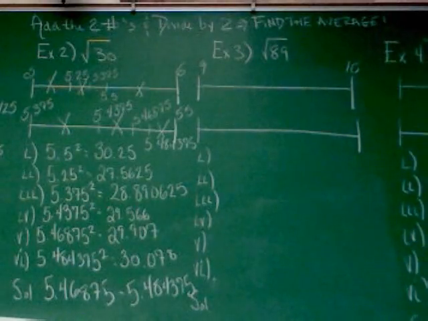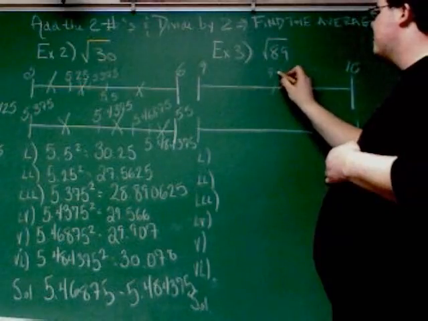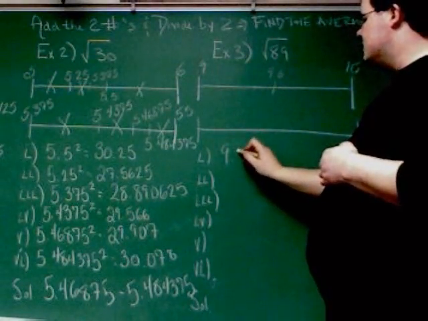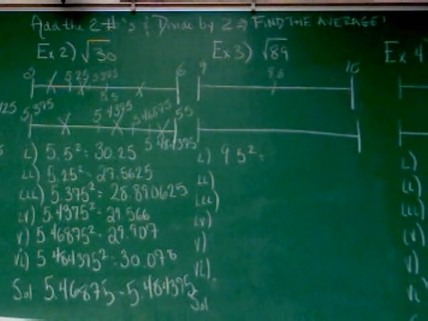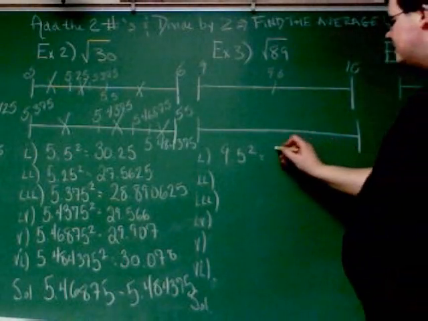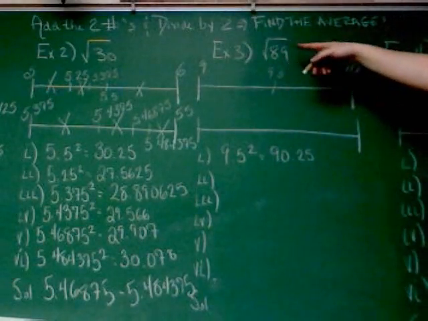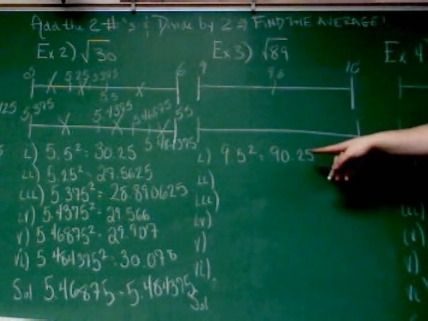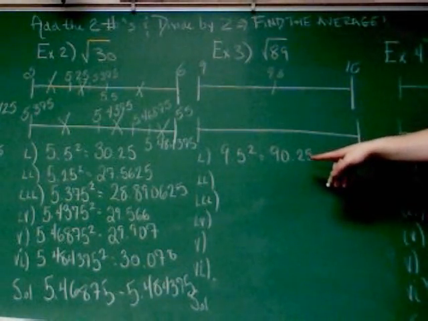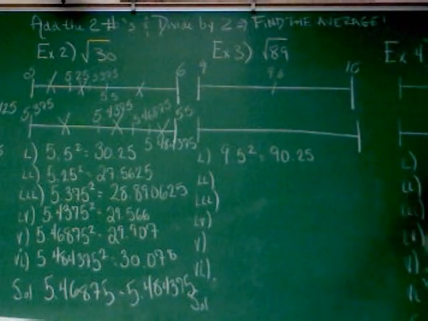Halfway between 9 and 10 is, of course, 9.5. So I'm going to take 9.5 and square it. 9.5 squared is equal to 90.25. Now, remember, my goal in this problem is to make 89. So is this one too big or too small? Too big. So do I cross out everything bigger or everything smaller? Bigger. Cross out everything bigger.